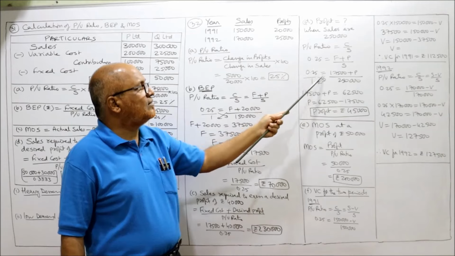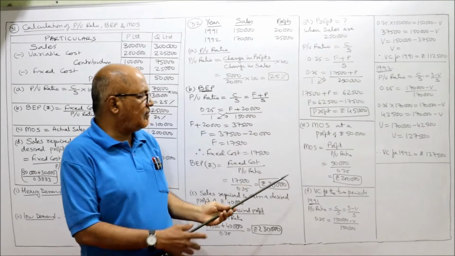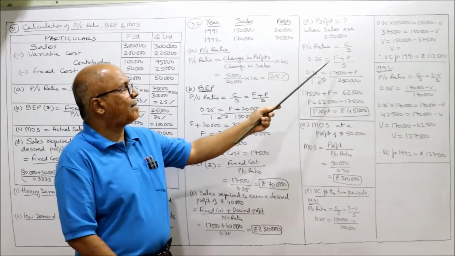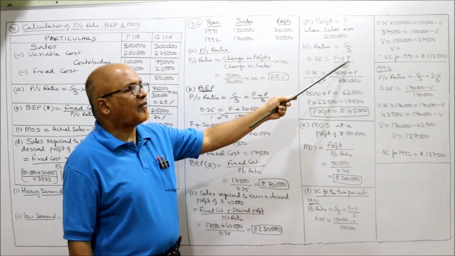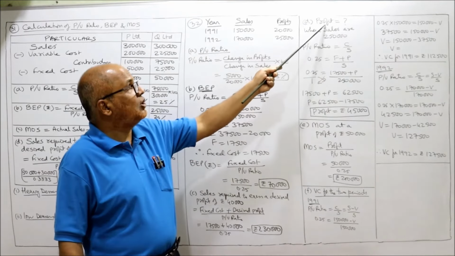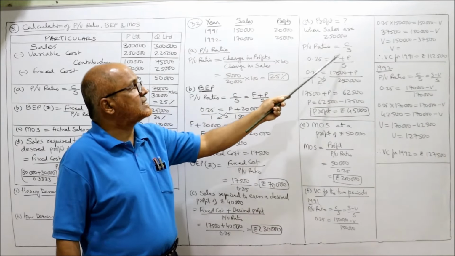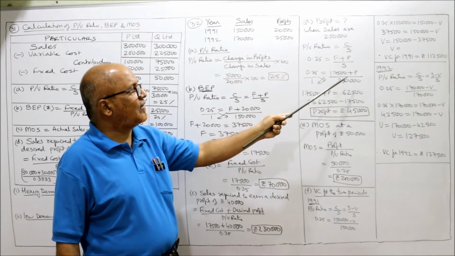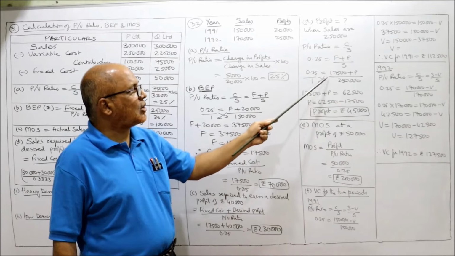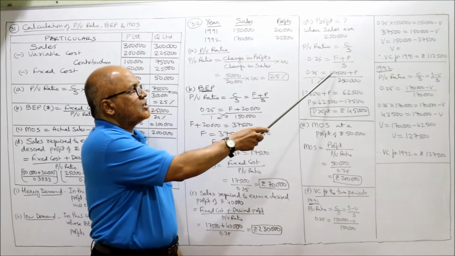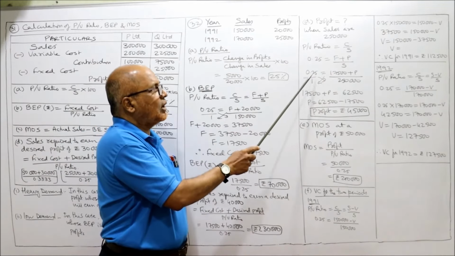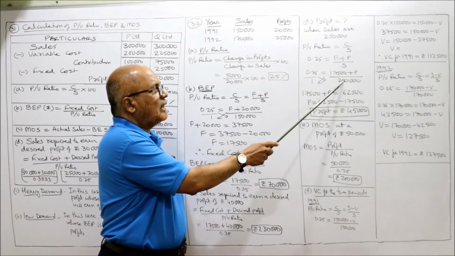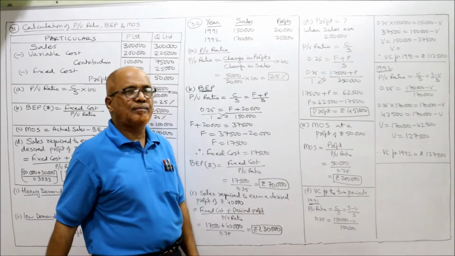So 0.25 is equal to fixed cost. Fixed cost already we have calculated 17,500. Profit, profit we have to find out. What is the new profit we have to find out? Sales. How much are the sales here? 2,50,000. In place of S, 2,50,000. Now I am making a cross multiplication. 17,500 plus P is equal to 0.25 into 2,50,000, 62,500.